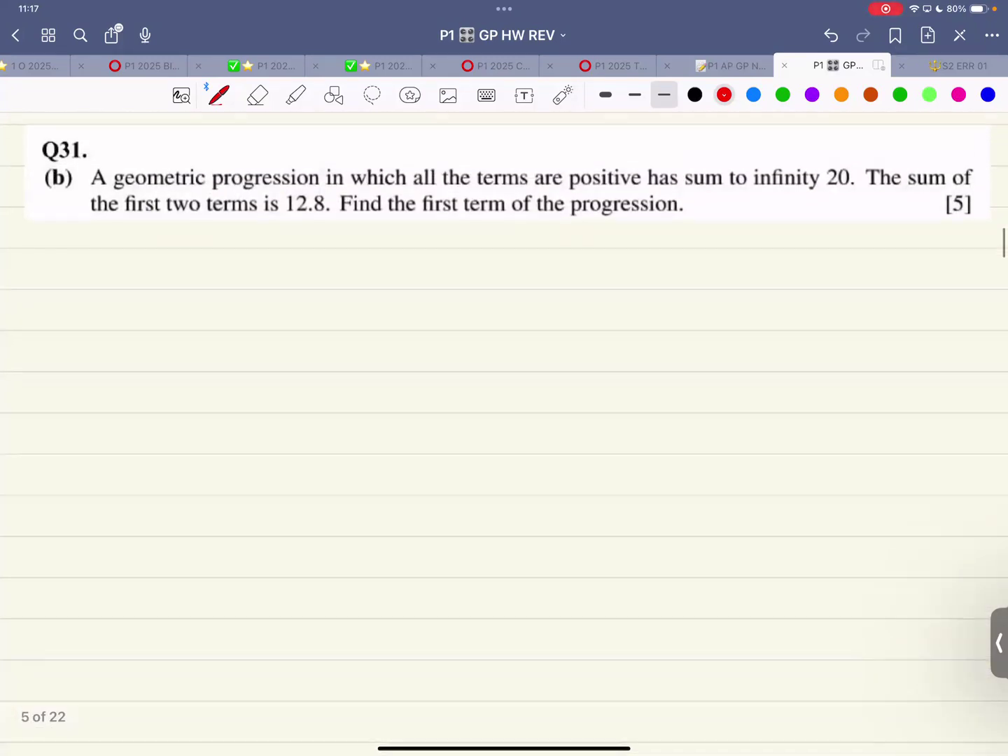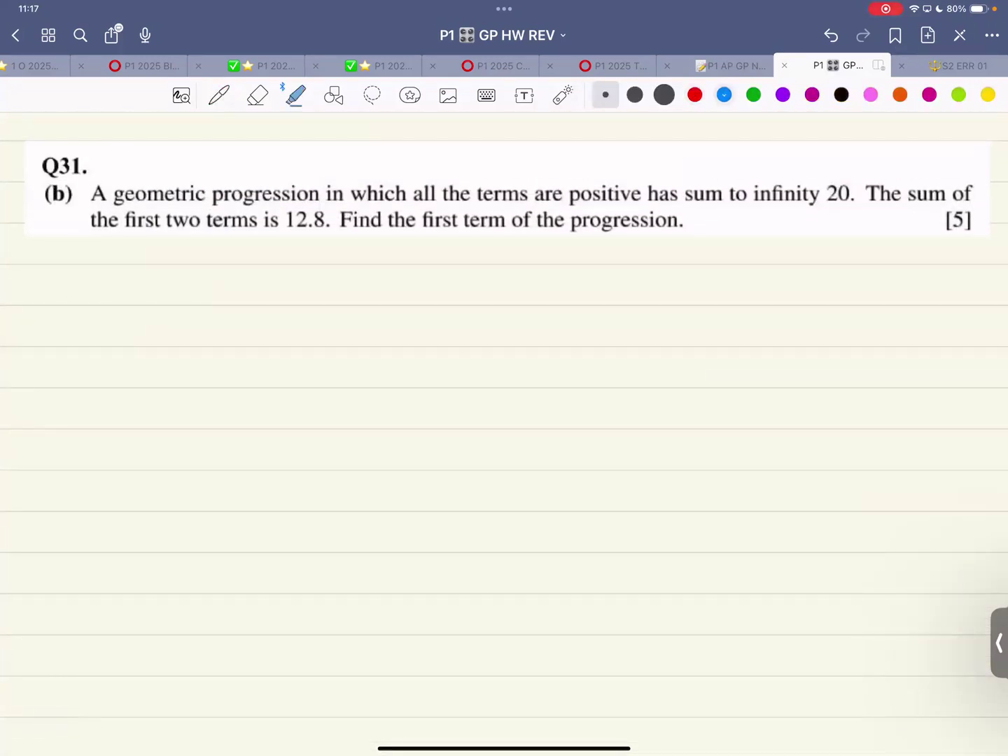Now let's look at this question. The question says a geometric progression in which all the terms are positive. That means if you get a quadratic equation, you get a positive common ratio and a negative common ratio, discard the negative, accept the positive. In which all terms are positive has a sum to infinity of 20. The sum of the first two terms is 12.8. Find the first term of the progression. Looks like a simultaneous equation question. Why? Because A is unknown as well as R is unknown.